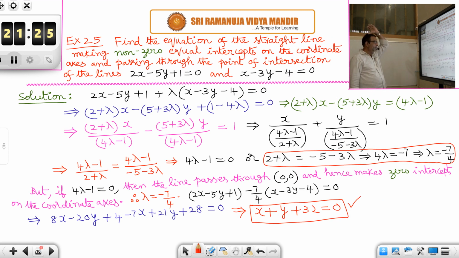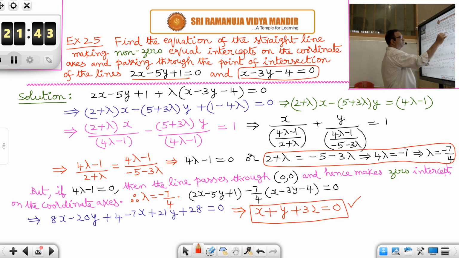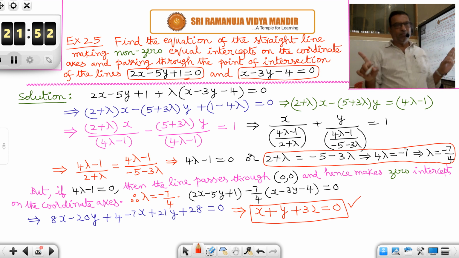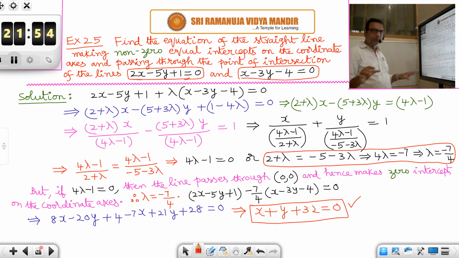25. Find the equation of the straight line making non-zero equal intercepts on the coordinate axis and passing through the point of intersection of the lines. So, a line should pass through the point of intersection of these two lines, and it should make equal intercepts on the coordinate axis, but those equal intercepts should not be 0. 0, 0 not allowed. Any other number a is allowed.